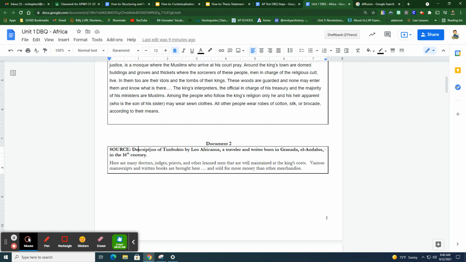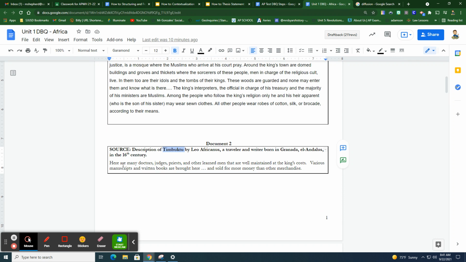Also from this source, this is a description of Timbuktu, a main trading hub within Mali, and it was a traveler and writer who wrote this. So you could maybe figure out some bias in that or check reliability in that. Let's see what they said. You could also say they were born in Spain and they weren't from Timbuktu, so that might affect their opinion of it. That's another piece of reliability for your sourcing statement you could jot down in the margins.